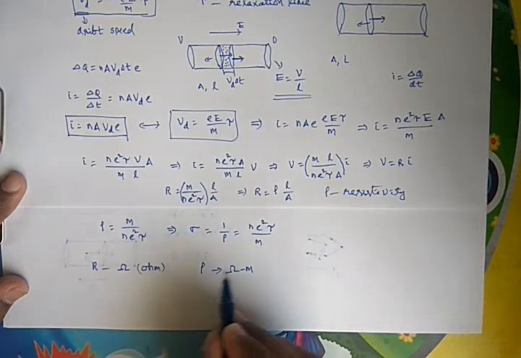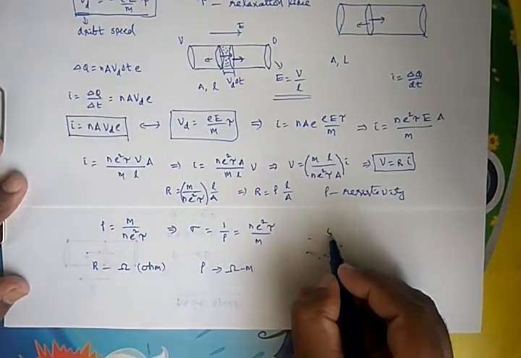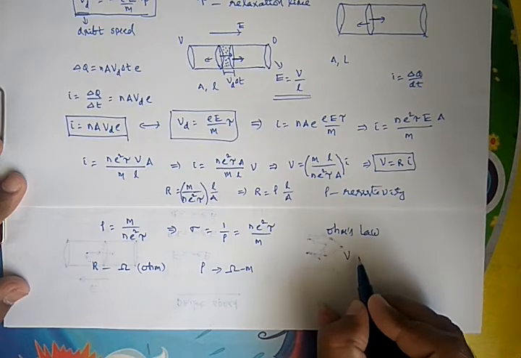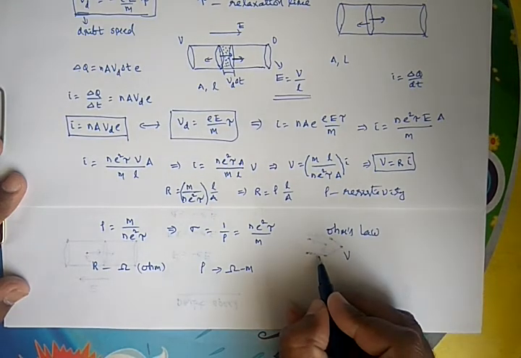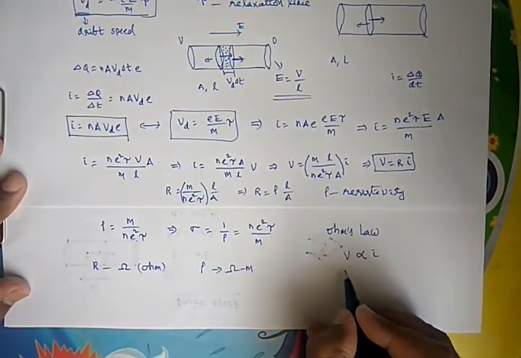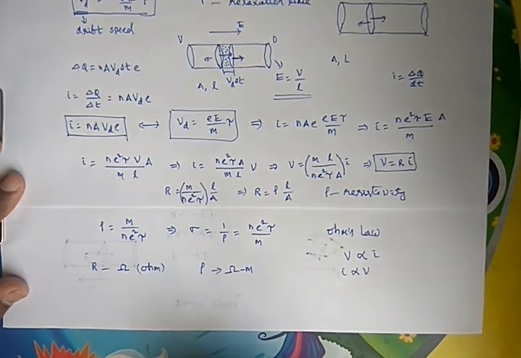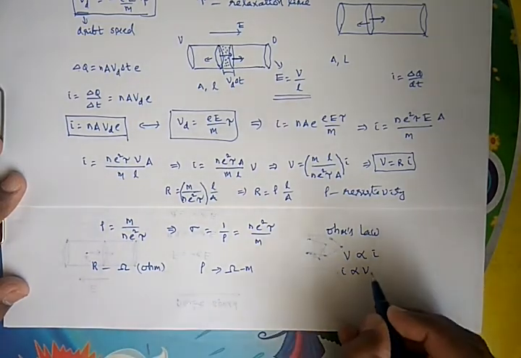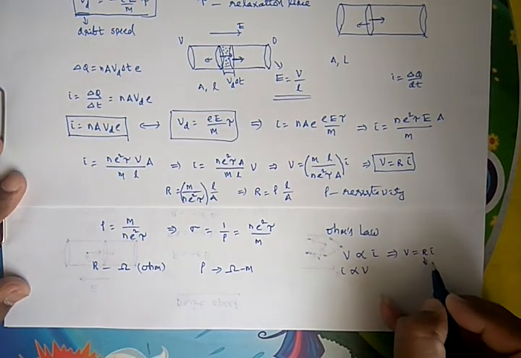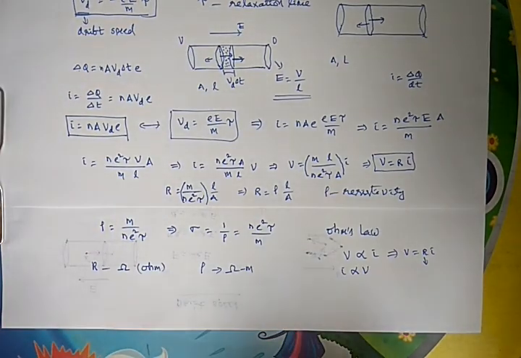And see here, V equals Ri. This is what Ohm's law is. Ohm's law says that the current in the conductor is proportional to the voltage across the conductor. You can write V is proportional to I, and V equals Ri, where R is the resistance of the conductor. Resistance is the property of the material by which it opposes electric current through it.